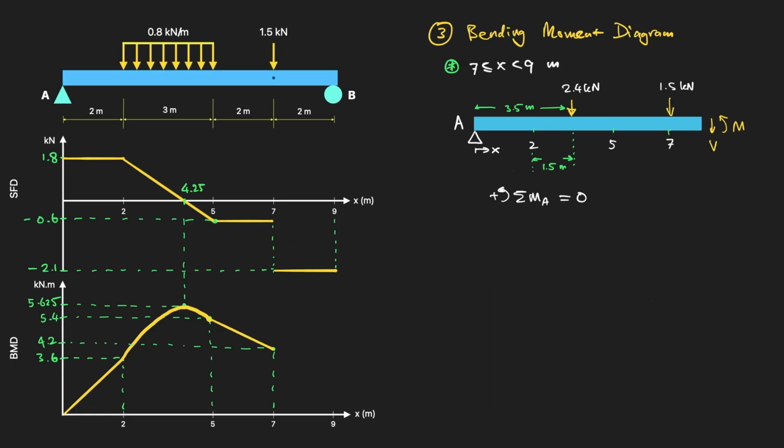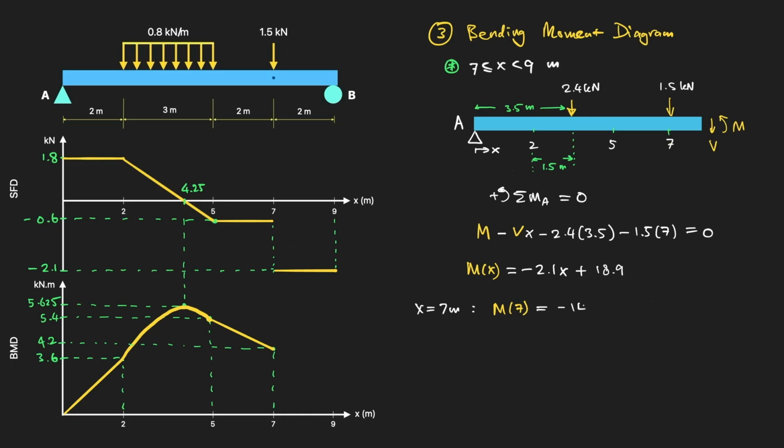In the last segment, the free body now picks up the 1.5 kilonewton point load at its fixed lever arm of 7 meters from A. Sum of moments about A, counterclockwise positive, equals 0. This internal M minus V times x minus 2.4 times 3.5 minus 1.5 times 7 equals 0. With V equal to minus 2.1 here, M of x equals minus 2.1x plus 18.9.